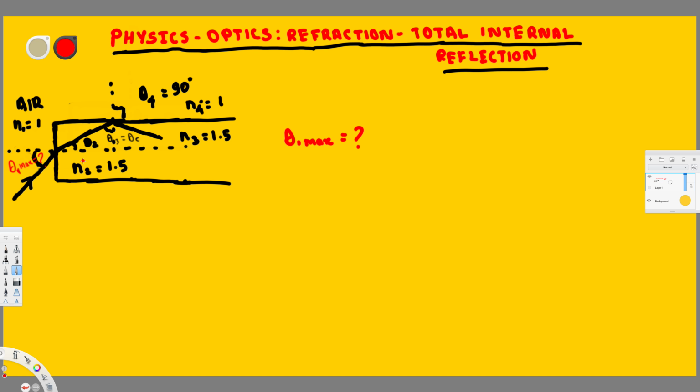Now to find this one, we have to know the critical angle first. Critical angle is basically when we have a certain angle that makes the refraction angle 90 degrees to the normal. So that's where the critical angle happens. That's what the critical angle is. Now let's find out the critical angle. It's going to happen with this theta 3.